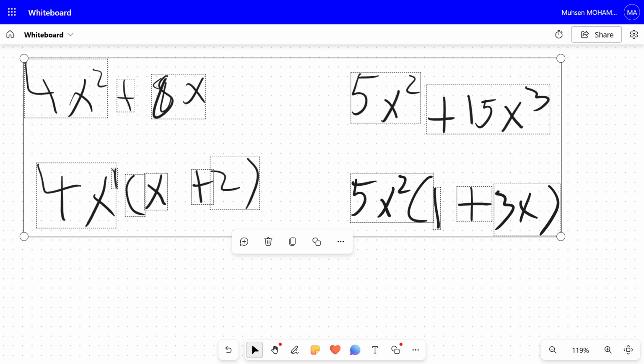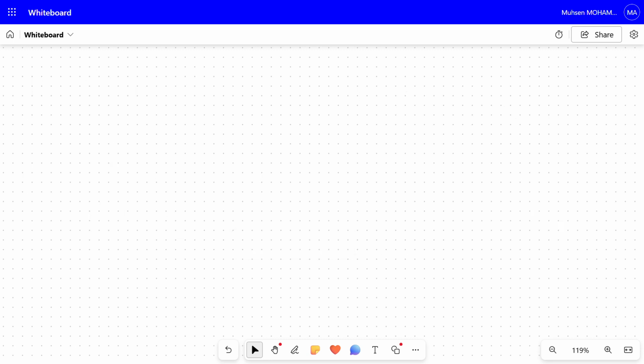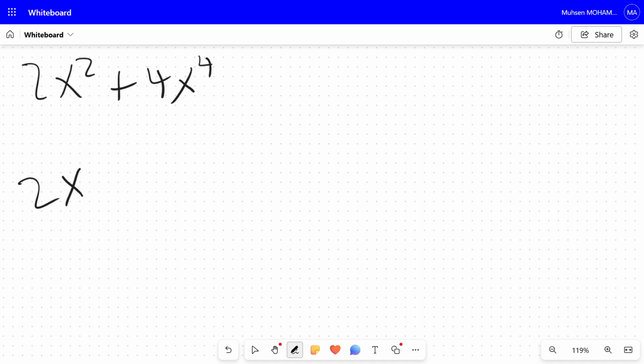So for example, if I had 2x to the power of 2 plus 4x to the power of 4, what would be the factorized form using greatest common factor? So if we try to solve it, we can find that the greatest common factor between the two is 2x to the power of 2. Why is that? It's because both of the two numbers can be divided by 2x to the power of 2. So the greatest common factor would be 2x to the power of 2.